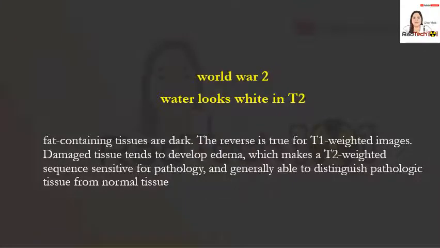Also, we have here a mnemonic. World War II. Water looks white in T2. Okay, World War II: water looks bright or white in T2. So, water, white, T2. Fat-containing tissues are dark. Kapag it contains fat, dark siya sa T2. The reverse is true for T1 weighted images. Syempre, ang fat naman appears white sa T1.